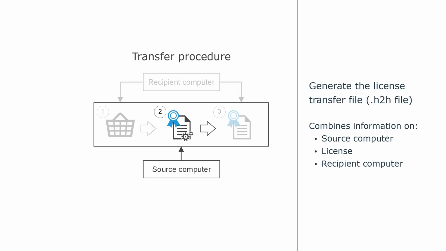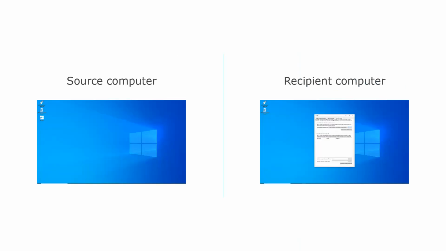In the next step, you generate the license transfer file on the source computer. It combines information of the source computer, the license you want to transfer, and the recipient computer. Caution: this step will uninstall the license on the source computer. Since you perform this step on the source computer, you need to copy the ID file to the system.